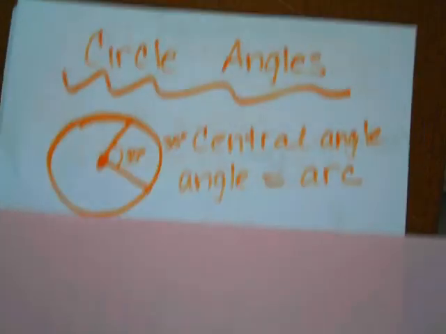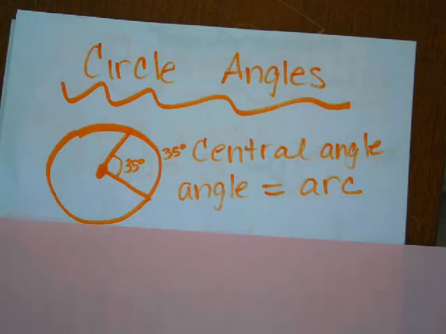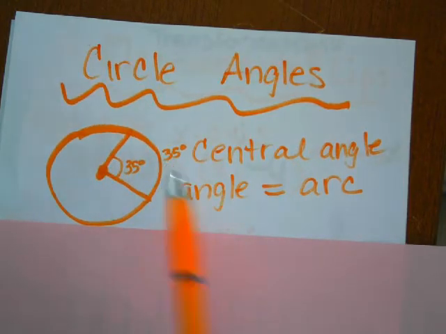Now let's talk about angles within a circle. A central angle has a vertex in the center of the circle, and the measure of the central angle matches the measure of the arc. The measure of the angle matches the measure of the arc. Angle equals arc.